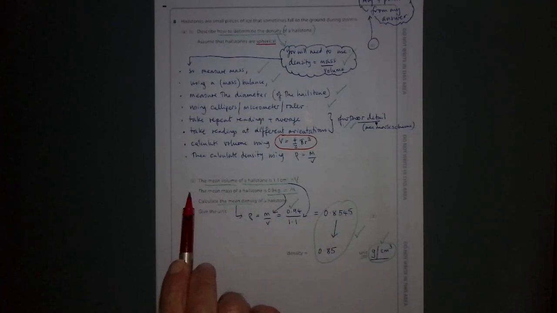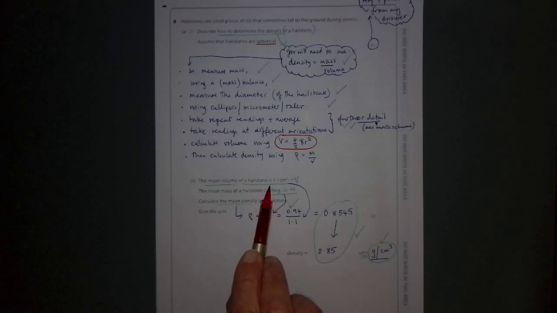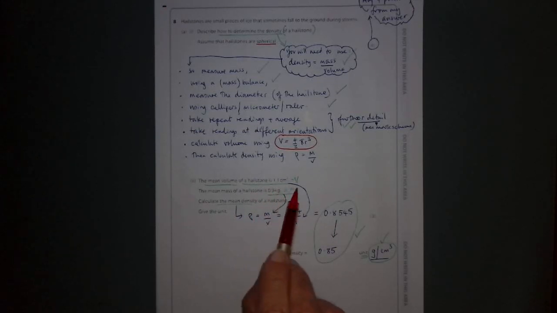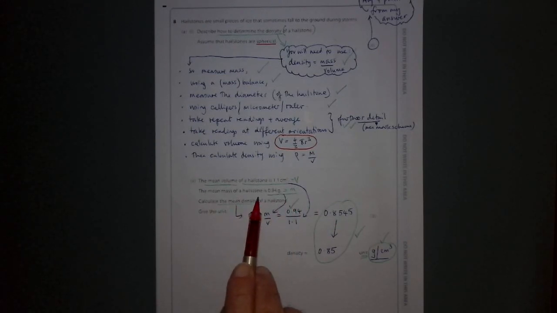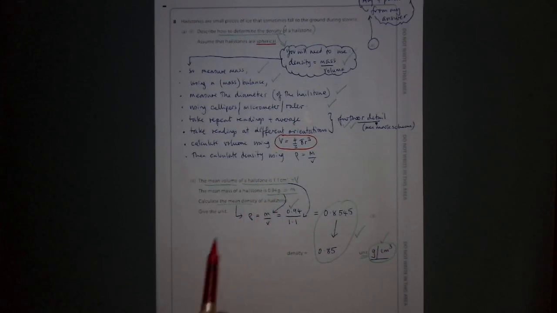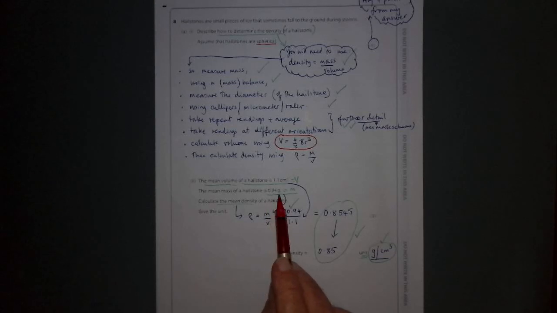Okay? And then it says in the next part, the mean volume of the hailstone is given as 1.1 centimeters cubed, and the mean mass of the hailstone is given as 0.94 grams. So they just want you to show that you can calculate the mean density given these values. So you're simply using the same equation that you already know, mass over volume. You put the values in, you'll get about 0.8545, and you round it to 2 significant figures because each of the data points that you've been given, 1.1 and 0.94, are both only 2 significant figures. They want you this time to get a mark for putting the right units. Well, if it's in grams and centimeters cubed, the unit will be grams per centimeter cubed. Okay? So that's the first part of question 8.